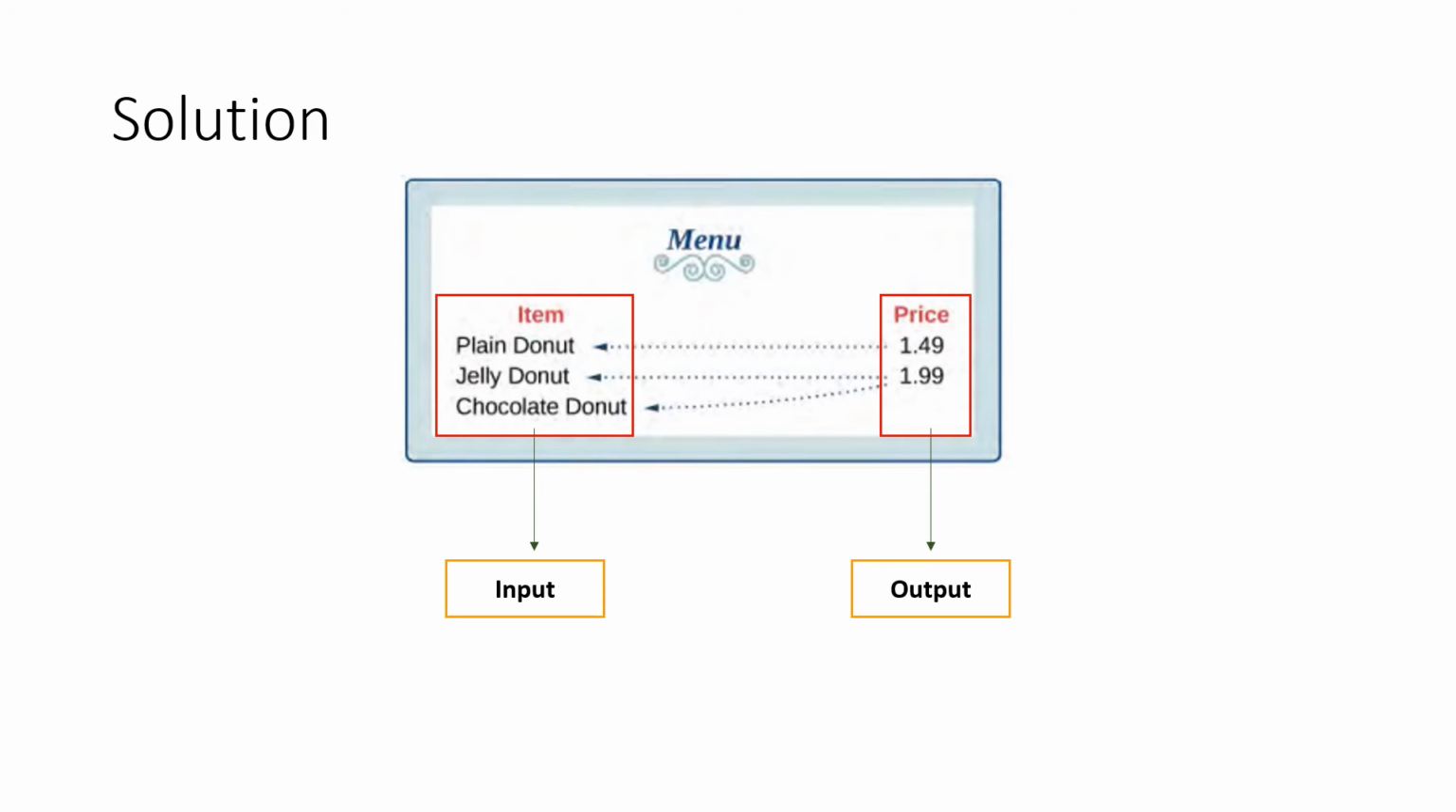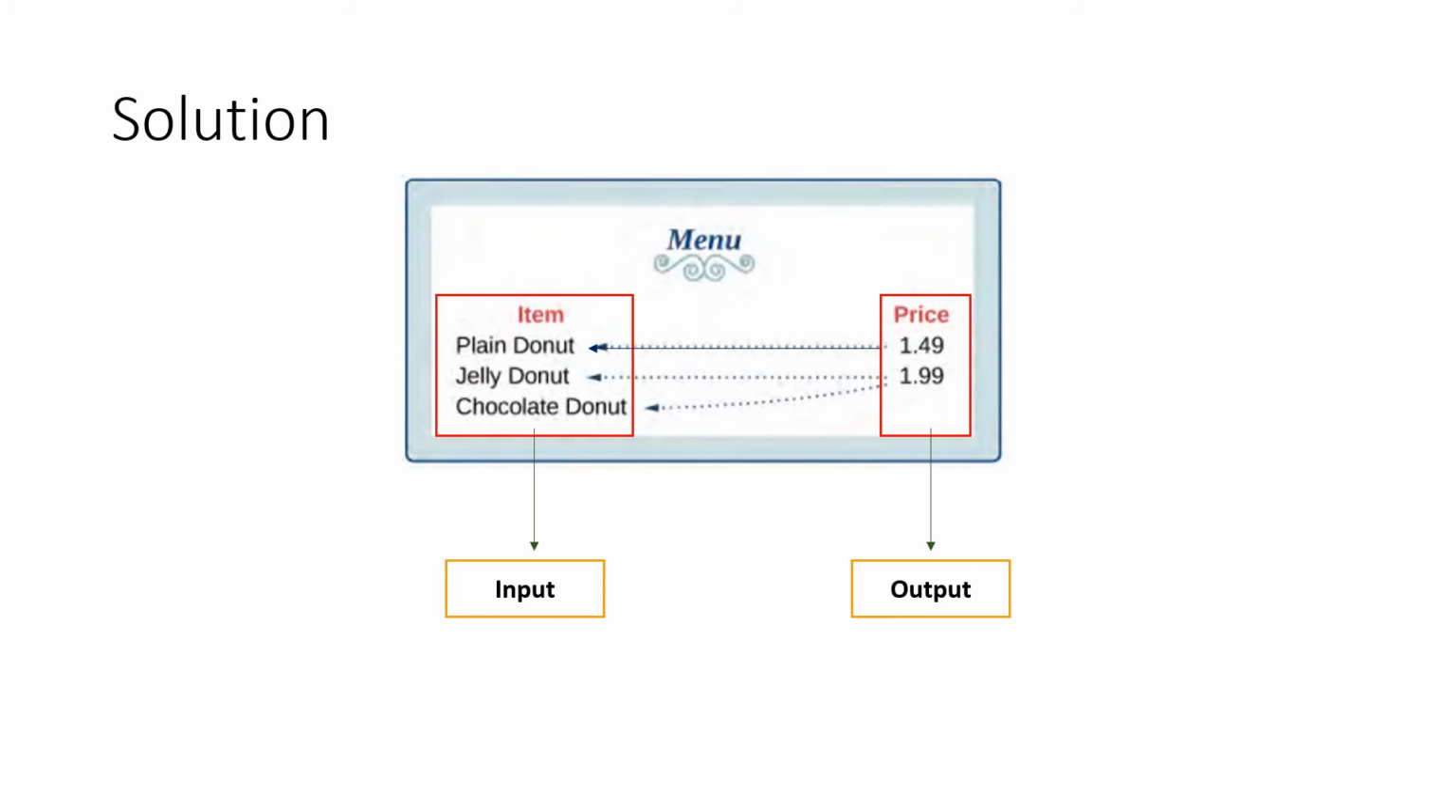Now since the question is, is the item a function of a price, let us try to look at the price list. For every price, the question is, for example, 1.49 is mapped only with the item here in the first part of this menu, the list of items. Yes, 1.49 has only one corresponding item, which is plain donut.